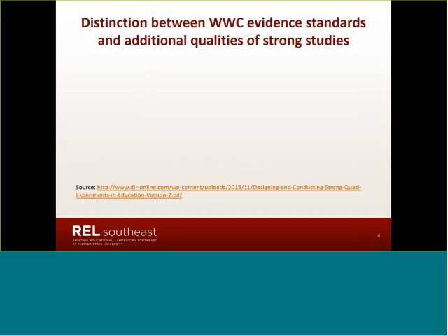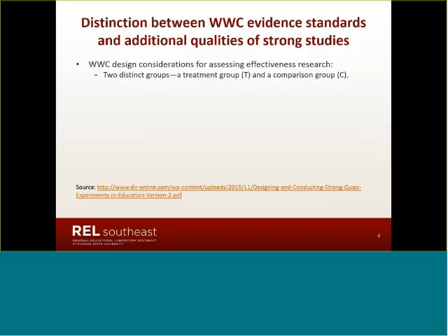Before we get started, as we did in the first webinar, I'd like to spend a few minutes to be clear on the distinctions between the clearinghouse standards and additional qualities of strong studies so that we cover all of our bases. So remember that the WWC design standards focus on two distinct groups, a treatment group and a control group.